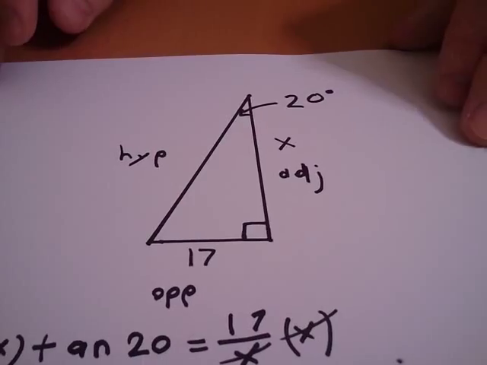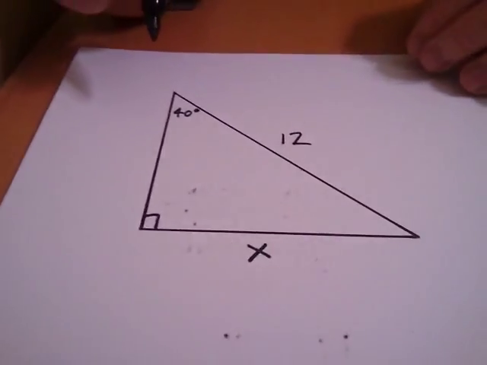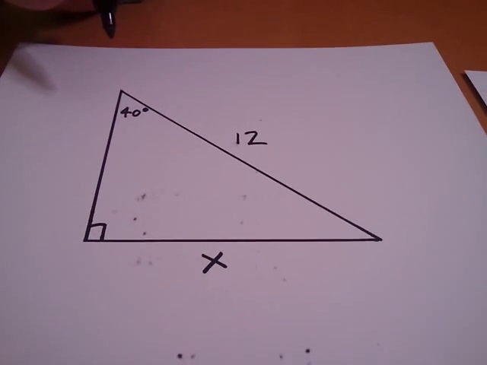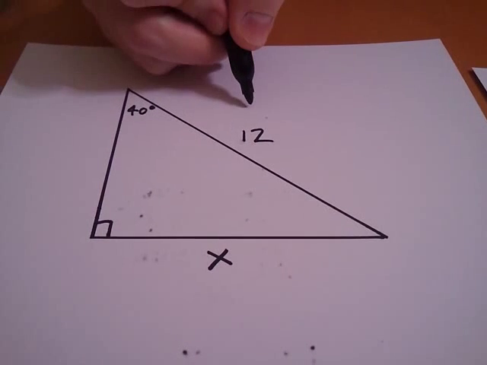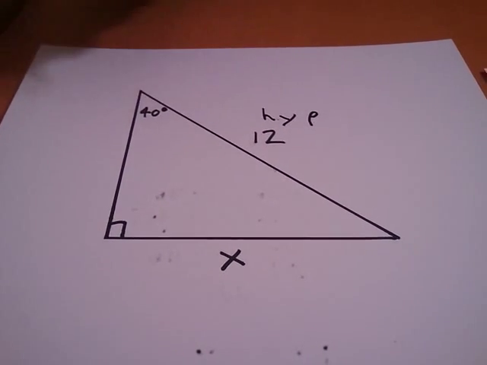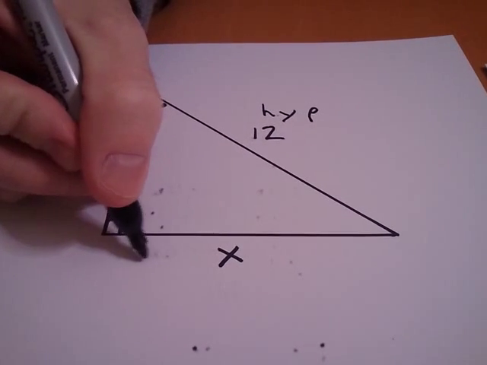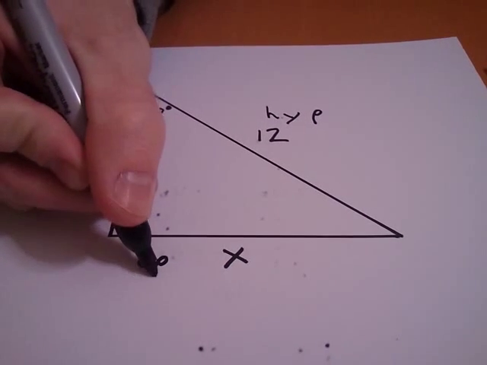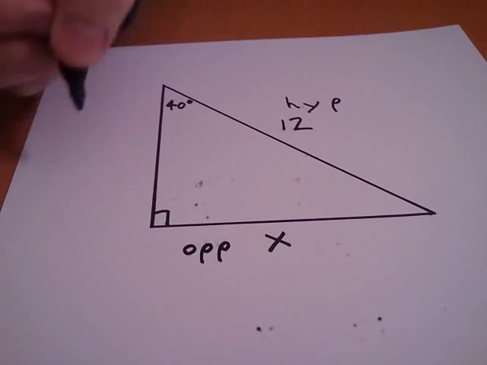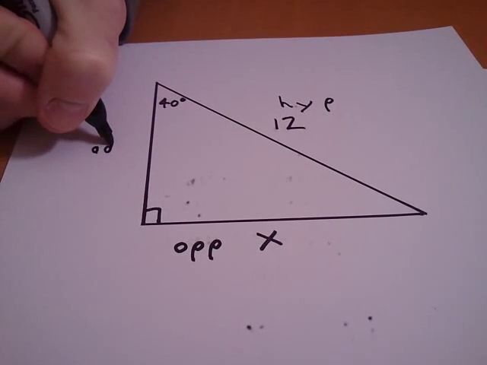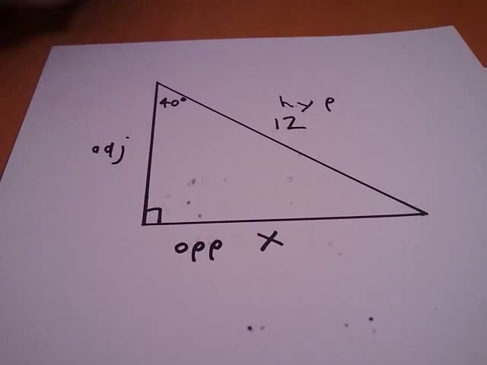Let's try one more. I want you to take the lead on here. What are our sides? Which is which? Hypotenuse, right? And this? This would be your opposite. And then we've got the adjacent over here.